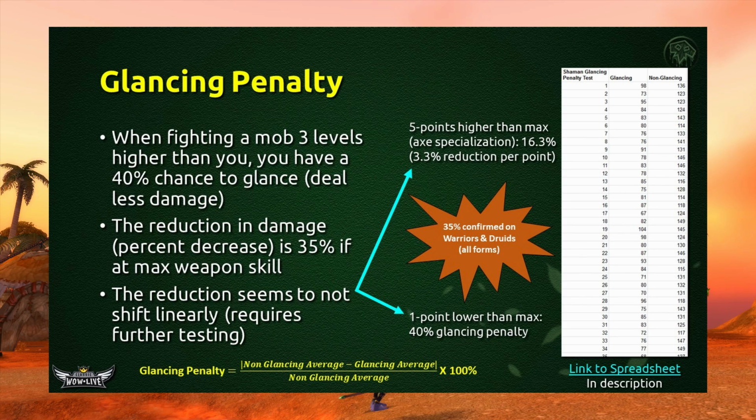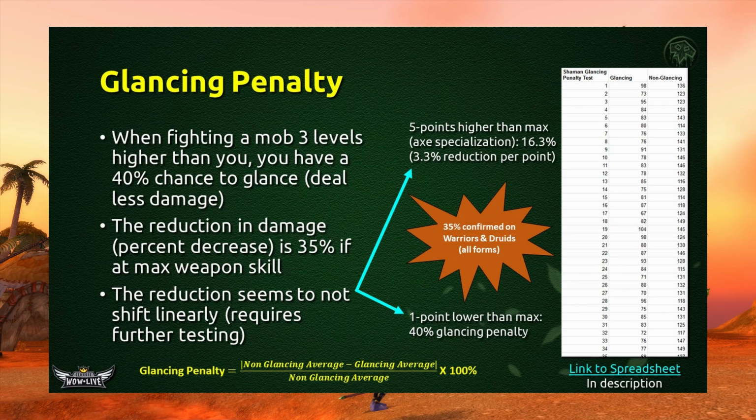So this is for like an enhancement shaman, which isn't a popular endgame build for shaman. But we've also tested this in warriors and druids, in all forms in druids as well. And what we found is that the reduction in damage, or the percent decrease in melee damage, is 35% if it's max weapon skill. We've seen numbers thrown out like 30%, 40%. I think the math wasn't done properly.